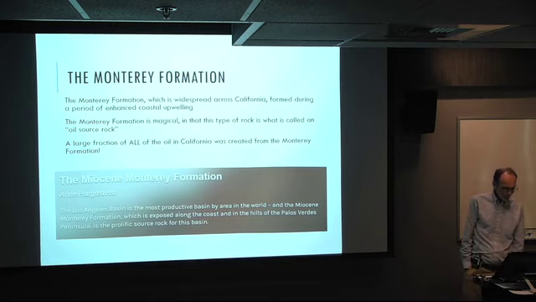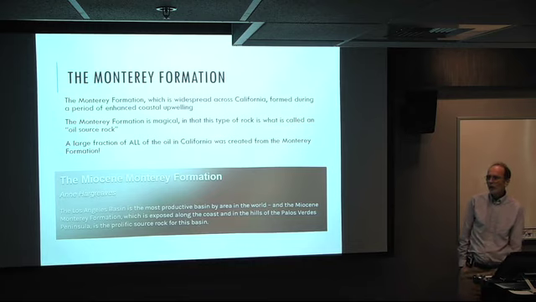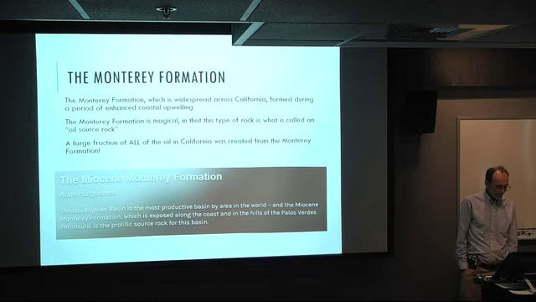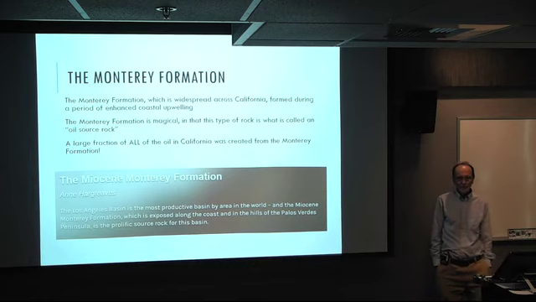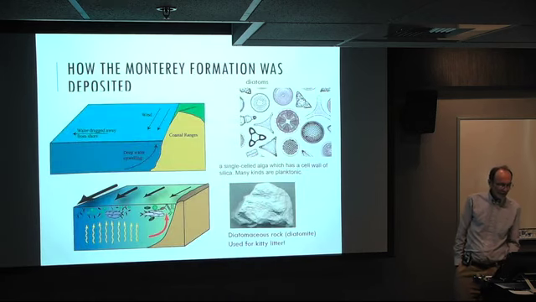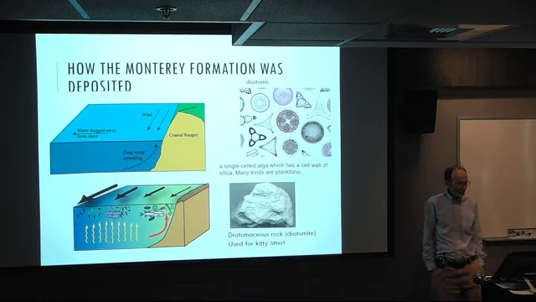The Los Angeles Basin is the most productive basin by area in the world, including Saudi Arabia. And the Miocene Monterey Formation, which is exposed along the coast and in the hills of the Palos Verdes Peninsula, is the most prolific source rock for this basin. Okay, so you guys, like most of us here, have forgotten your history of LA Basin. Okay, so let's talk about how the Monterey Formation was deposited.